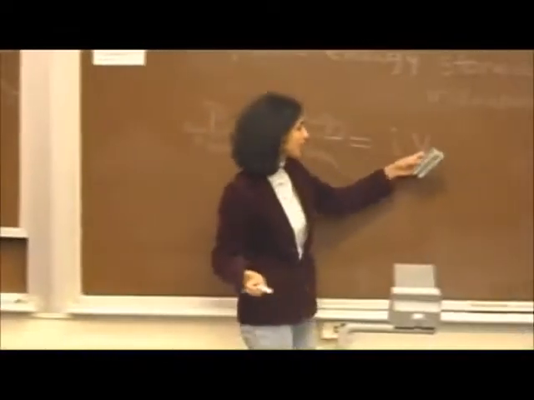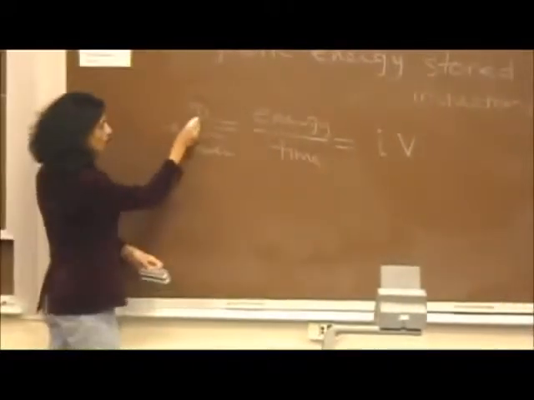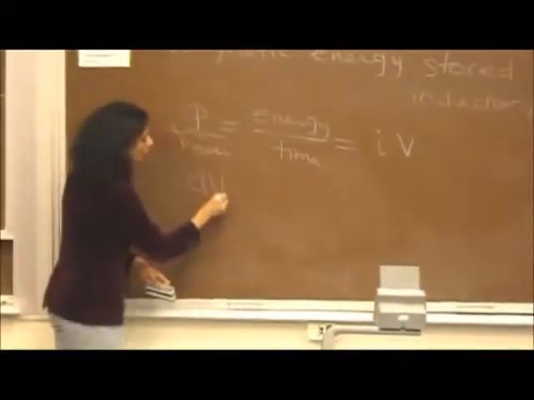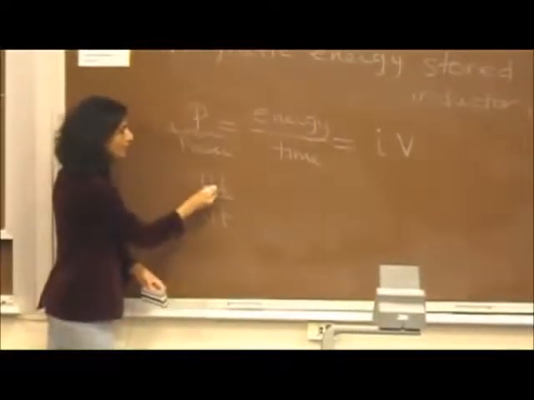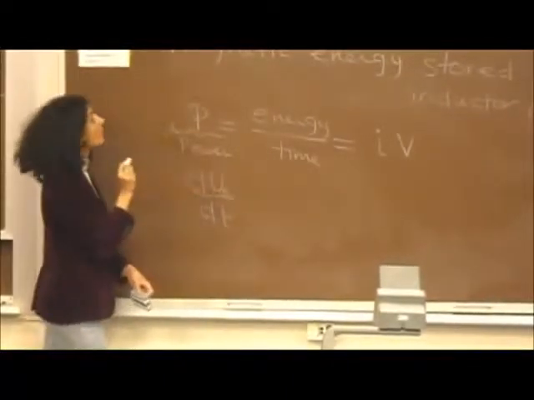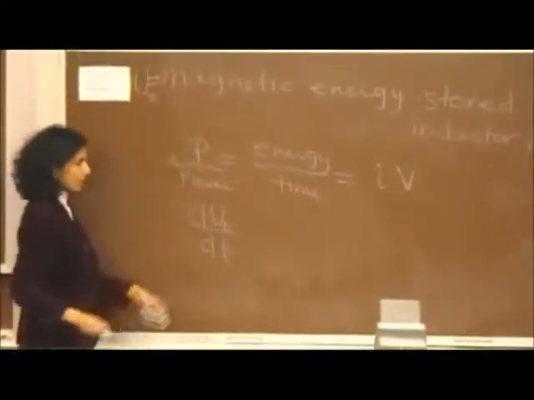I don't care about the minus sign. I'm only going to worry about the magnitude here, okay? So P, power, means dU/dt. Is that right? This is the magnetic energy. U sub B is the magnetic energy, so I'm going to give it a name. Magnetic energy is U sub B.